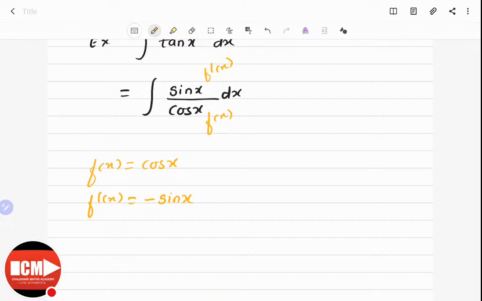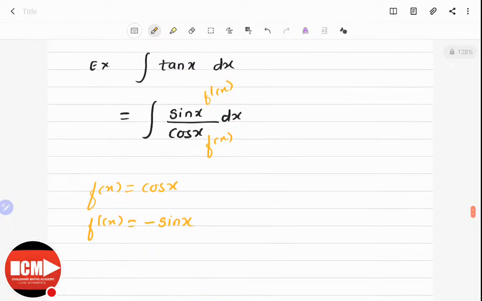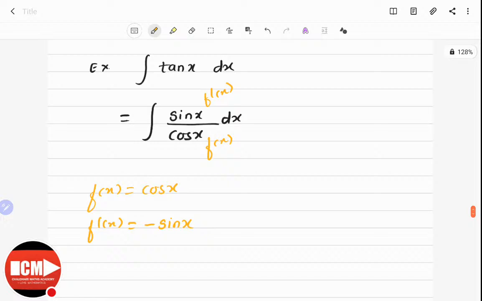Tanvi, you are absolutely correct. The derivative of cos x is minus sin x. So there is an issue of a minus sign over here. Let's arrange a minus sign. How to arrange it? Minus outside the integration and minus inside the integration. This minus minus becomes plus, and that gives you the original integration. So here I arranged a minus sign in this way.